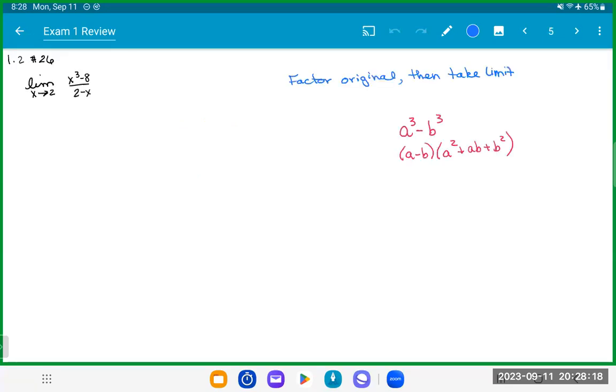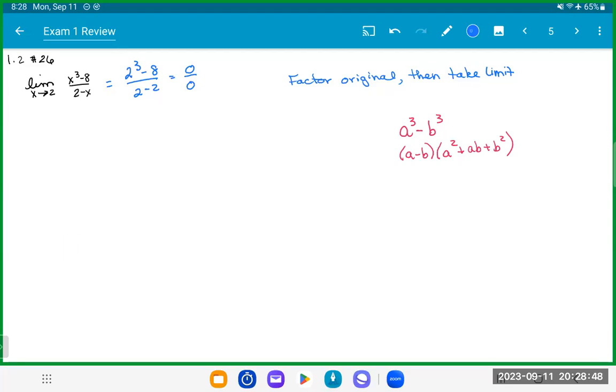Okay. This next problem comes out of section 1.2, number 26. So what we'll see here is when we plug this 2 in, we end up with 2 cubed minus 8 over 2 minus 2. So we end up with 0 over 0, which is our indeterminate form. So we have to factor the original and then take the limit.